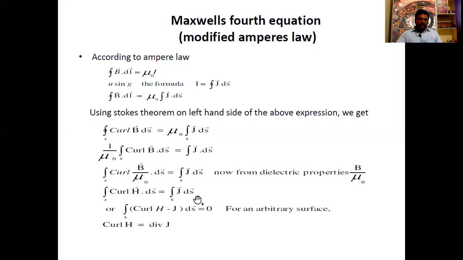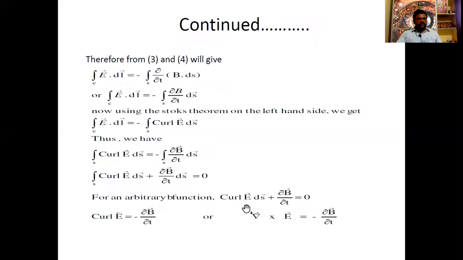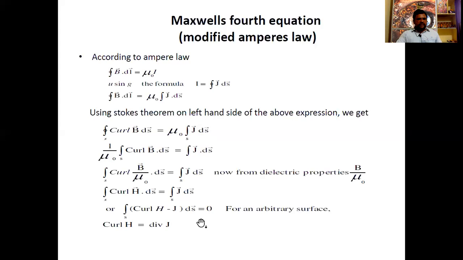So again, just rearranging the terms, we get the surface integral of (curl H minus J) dot dS bar is equal to 0. So for any arbitrary surface, this is the situation. That's why the integrand, that is curl H minus J, should become 0. So this is the situation. This one is called Maxwell's fourth equation, curl H is equal to J.